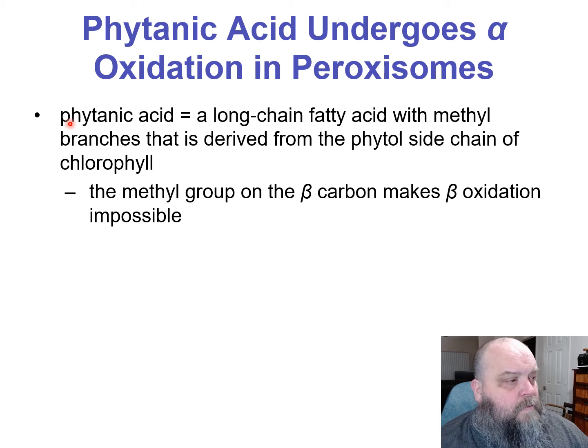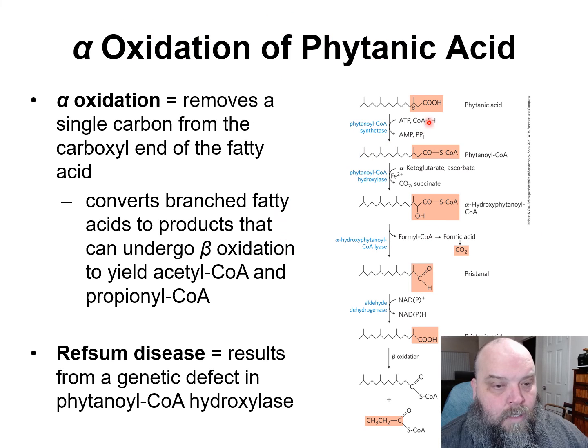We see there's a long-chain fatty acid with methyl branches. This is known as phytanic acid. This is derived from chlorophyll. That methyl group on the beta carbon interferes with the enzymes responsible for beta oxidation. So you look here, up here will be where the methyl groups are. ATP, coenzyme A, boom, here's our carboxy terminus.